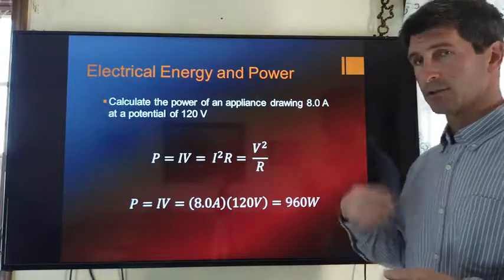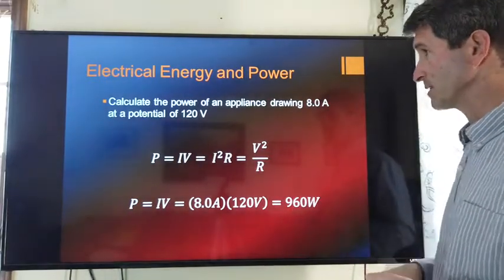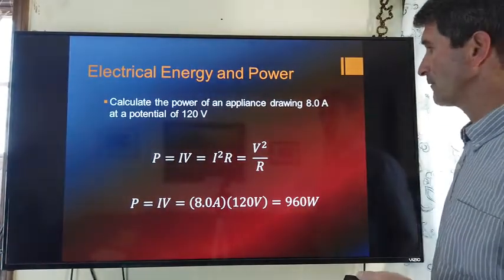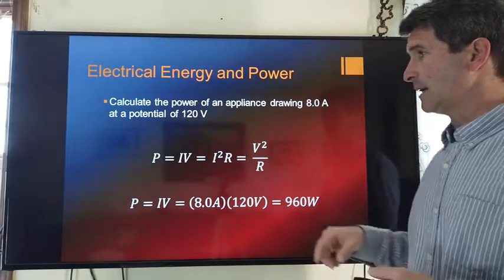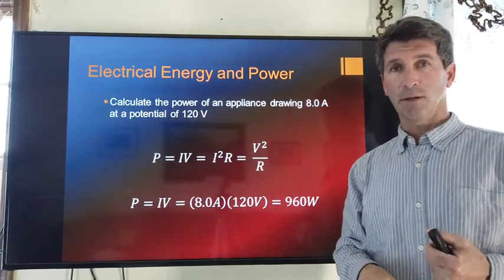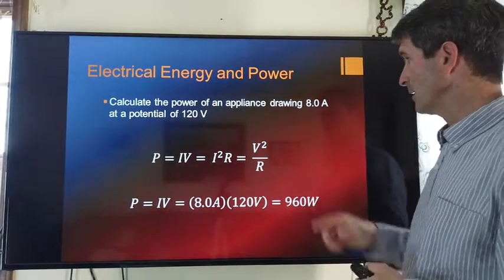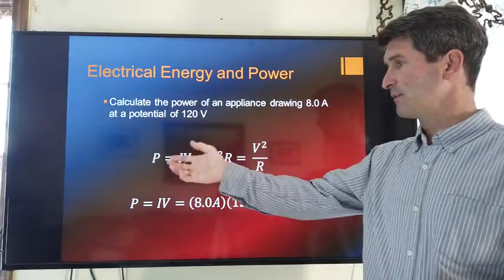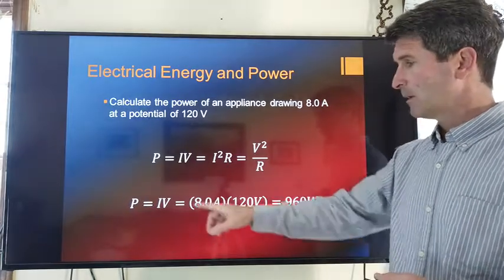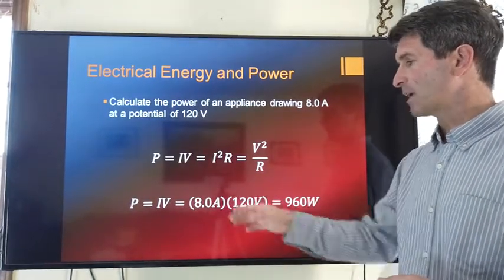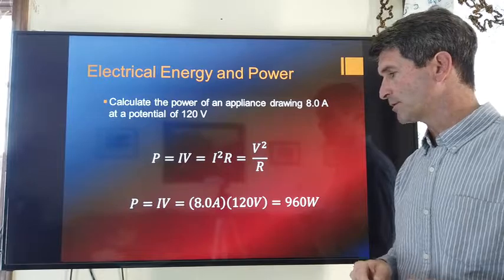Or as long as we can find current or voltage based on the resistance. So let's calculate the power of an appliance that's drawing 8 amps with a potential of 120 volts. Once again, we can use any of these forms right here. We're given current and voltage, so we'll just leave it as P equals IV. Power equals current times voltage, 8 amps, 120 volts.